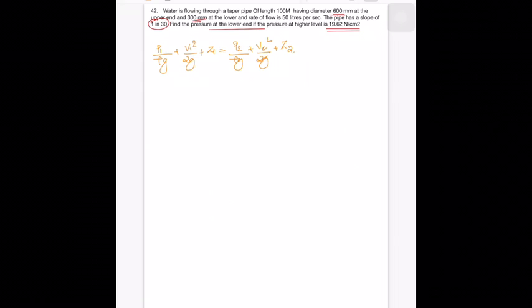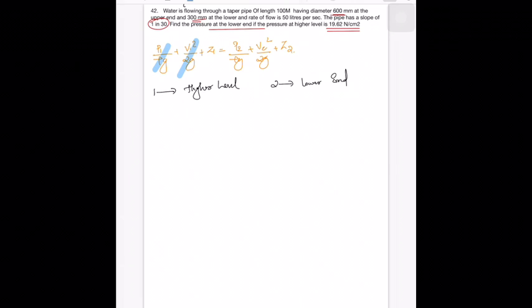Now let us mark all the given data. Let us take all the 1 terms as of higher level. 1 be the higher level. In the question they have said it is higher level and lower level, or upper end and lower end. 2 as lower end. P1 is given as 19.60 Newton per centimeter square.